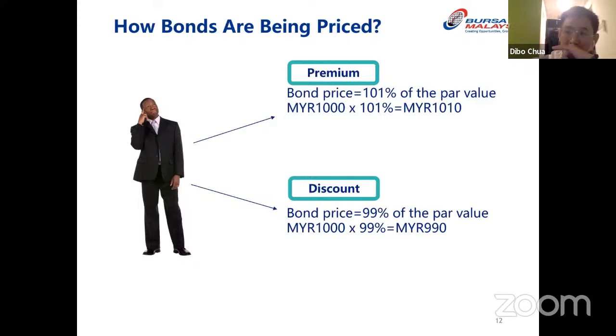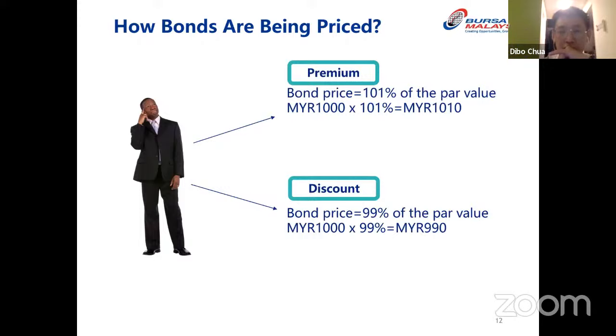But just remember, for now there are two different categories of bond. One is the premium bond, meaning the bond price is at a higher pricing, and then there is the discount bond, meaning the bond price is lower than the par value, than the 100 ringgit.